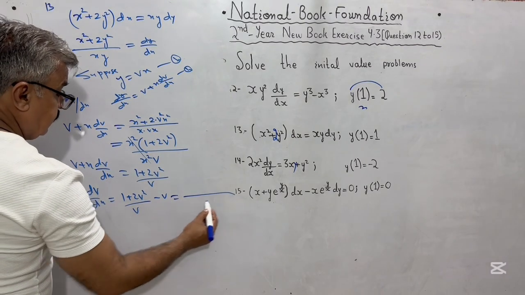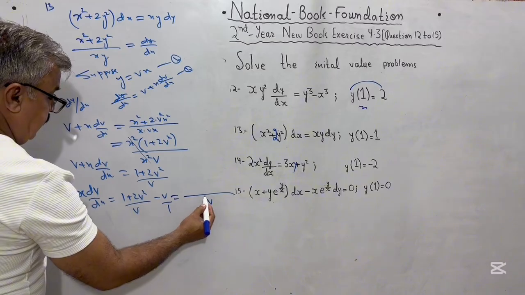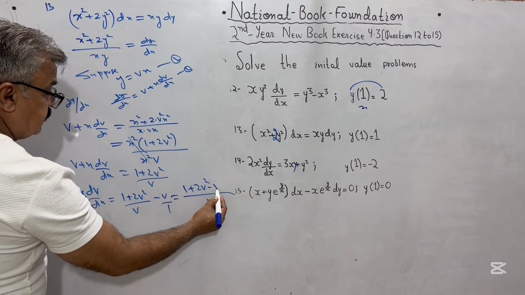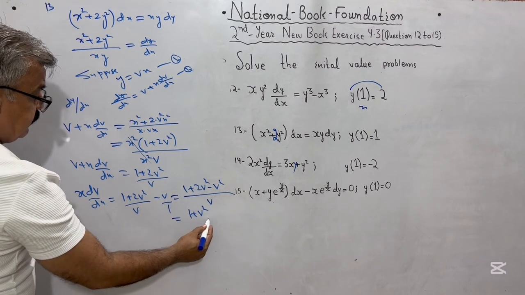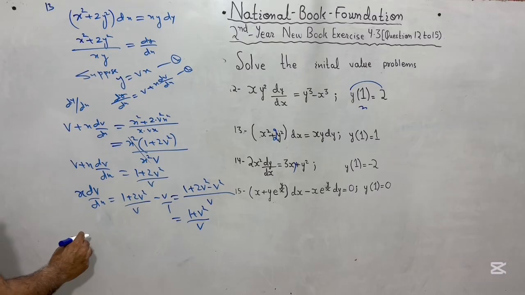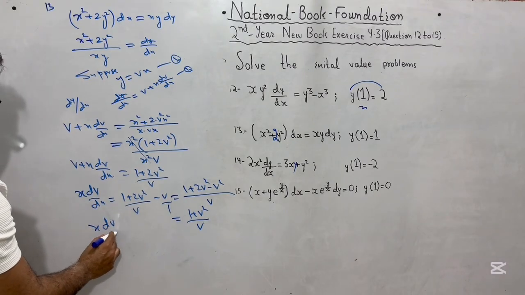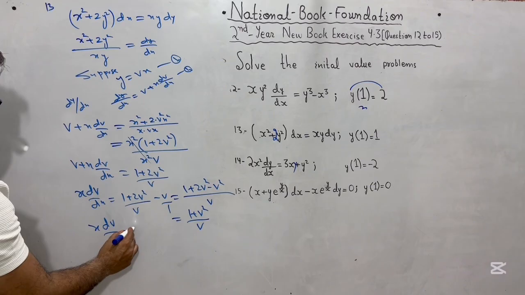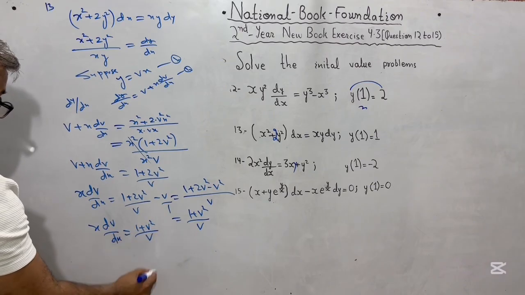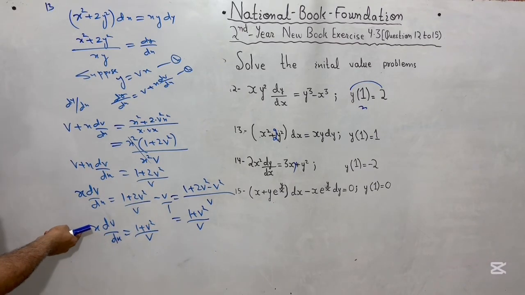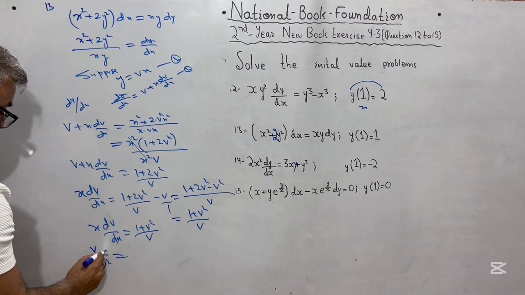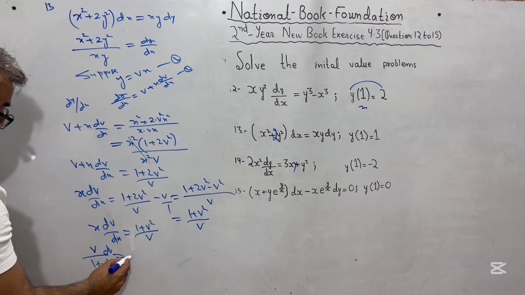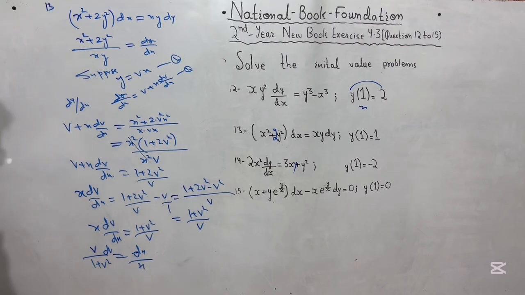Take the LCM. Nothing there, 1 is always there. v times 1 plus 2v square minus v square. We are left with 1 plus 2v square minus v square, that is 1 plus v square over v. Now make it a separable differential equation. x times dv over dx is equal to 1 plus v square over v. Shift v and 1 plus v square to the left hand side, dx upon x there. Mathematically, we have v over 1 plus v square dv is equal to dx over x.